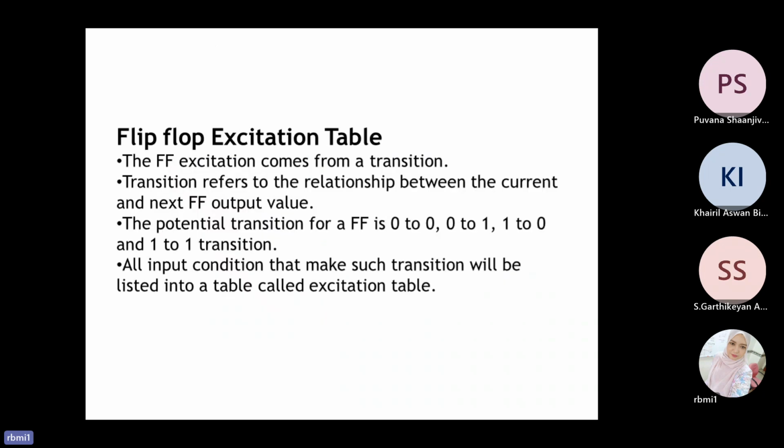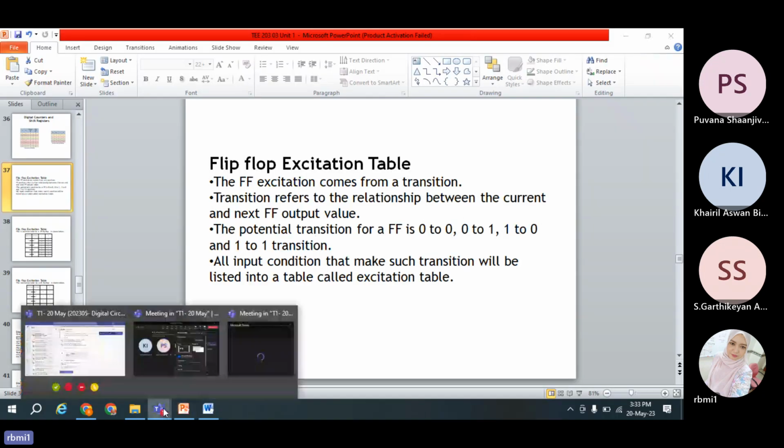It is on the flip-flop excitation table. The flip-flop excitation tables come from a transition, and the transition refers to the relationship between the current and next flip-flop output value. For this slide, I'm using the one that I have modified a bit, adding some information. It is slightly different from the slide in FlexLearn. So you guys can download this slide. I've already uploaded it in Microsoft Teams. You can look in the file section, I've put it there, so you can take it from there.